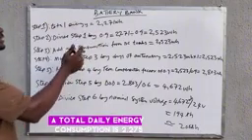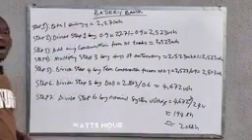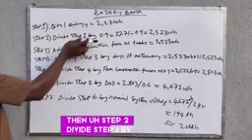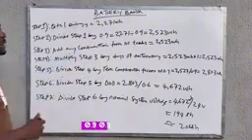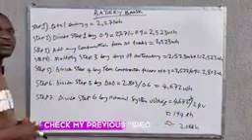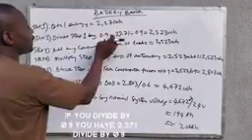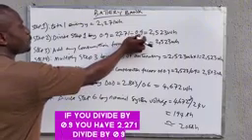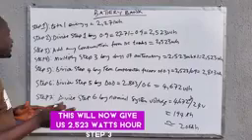So our total daily energy consumption is 2,275 watt hours. Then step 2, divide step 1 by 0.9. 0.9 here is the inverter efficiency. Check my previous videos, I explain what the inverter efficiency is. So if you divide by 0.9, you have 2,271 divided by 0.9. This will now give us 2,523 watt hour.